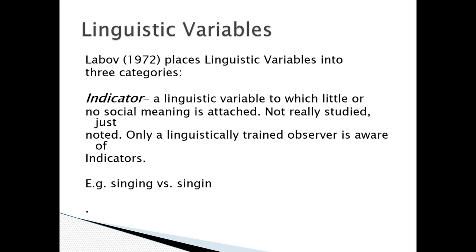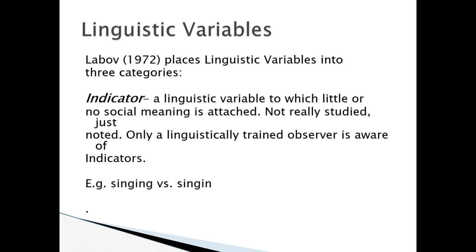So that now gives you social information, but with an indicator, it is a linguistic variable to which little or no social meaning is attached, right? And it says that it is not really studied, just noted. So we're not really interested in indicators because they're not giving us anything. They just indicate slight differences in sound, but they're not giving us any social information. So when I asked the question about economy, you were saying, well, no, we're not really getting that this person is from this community or this social class. We're really not getting any information from that, right?